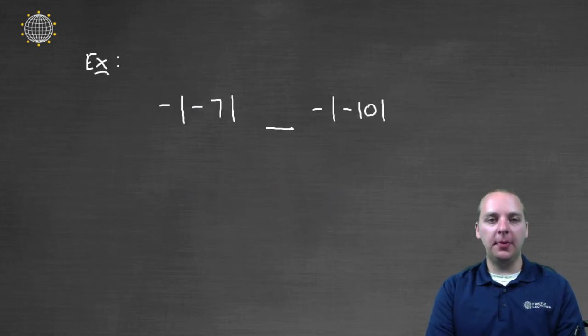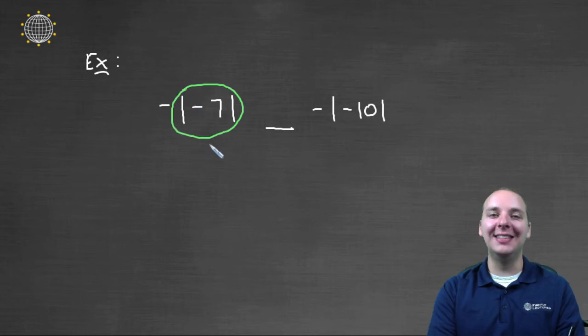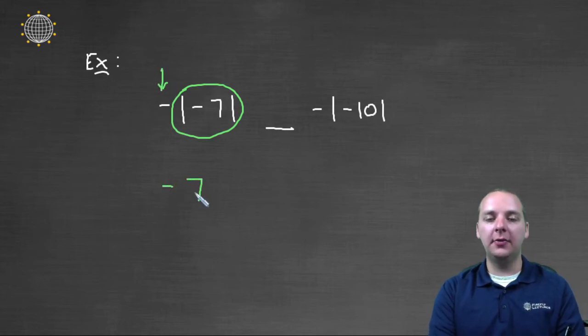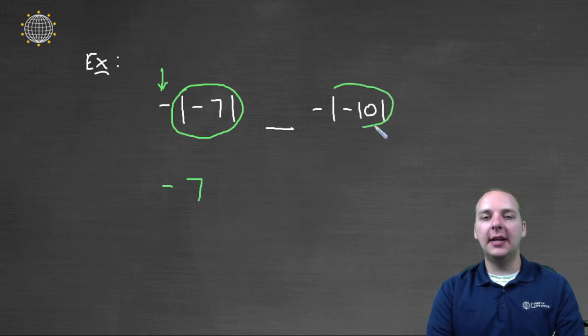All right, last example here, we have negative the absolute value of negative 7, and we need to decide whether it is greater than or less than negative the absolute value of negative 10. Let's figure out what both of these numbers are. So the absolute value of negative 7 is positive 7, because that's the distance that negative 7 is away from 0. And then we'll make that quantity negative. So we'll have negative 7. And then this absolute value of negative 10 will be positive 10, but then we attach an additional negative.